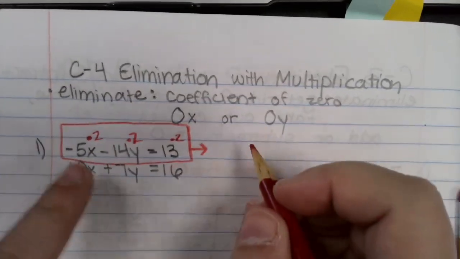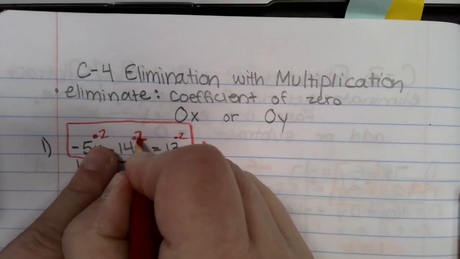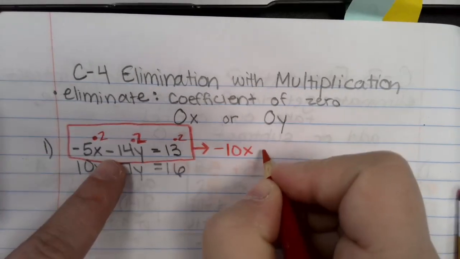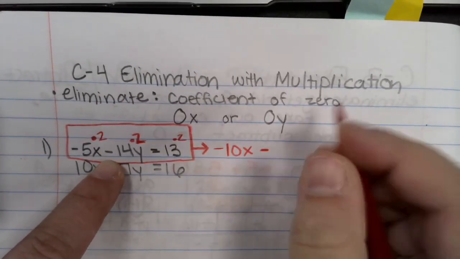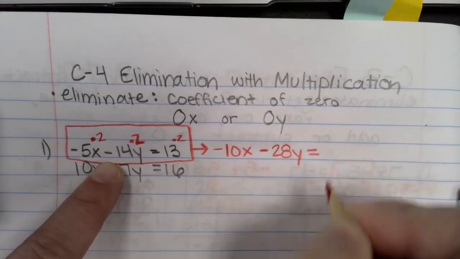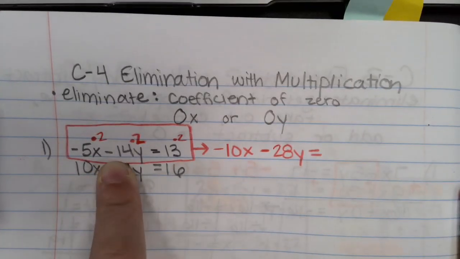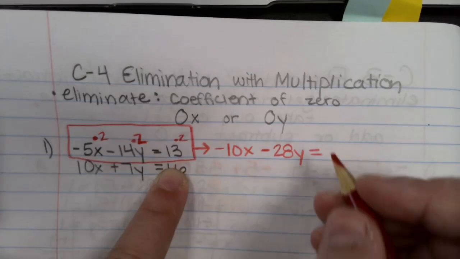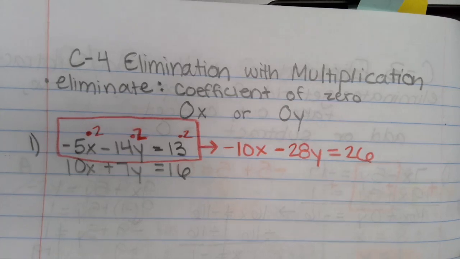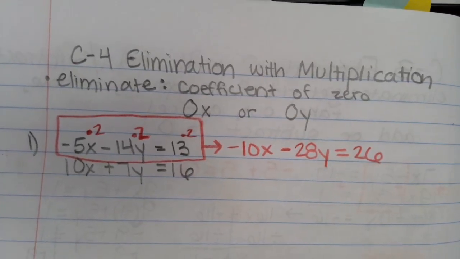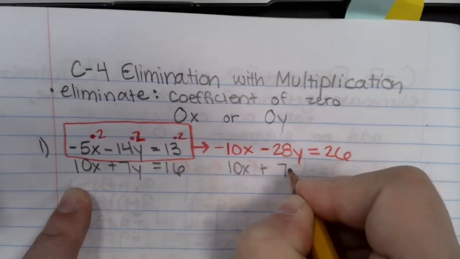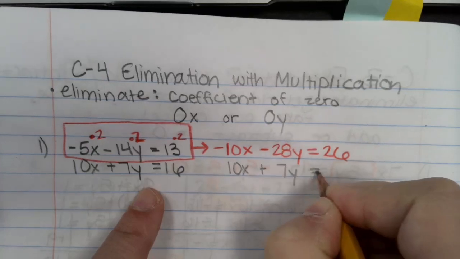Okay, and I'm going to rewrite that. What's negative 5 times 2? Negative 10x. Minus 14 times 2? Negative 28y. Equals 13 times 2. 26. So that's just our top equation. We still have that bottom equation that will stay the same. So I'm going to just write that underneath it. 10x plus 7y equals 16.